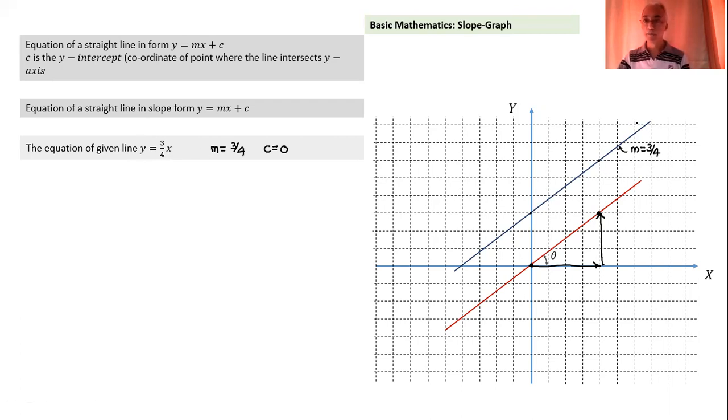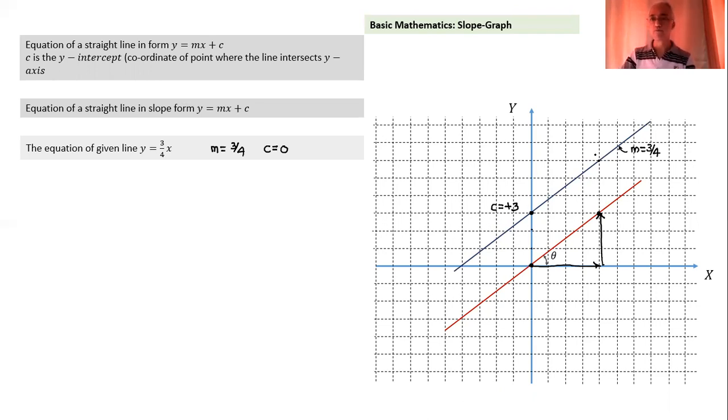M is the same, but this line intersects the y-axis. Which point is it intersecting the y-axis? This is the point of intersection. What is the y coordinate of this point? The y coordinate is above the origin, so plus 1, 2, 3. So the c value for the blue color line is plus 3, which is the y coordinate of the point where the line intersects the y-axis.